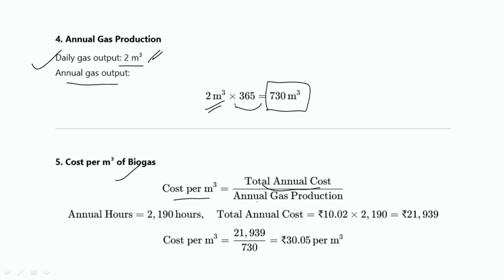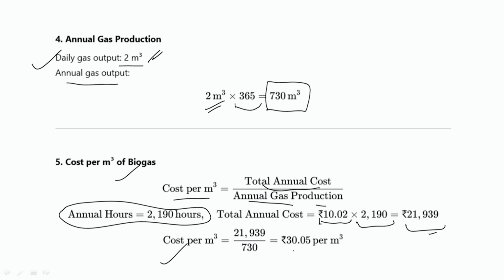So the cost per meter cube of the biogas will be the total annual cost divided by annual gas production. If we talk about the annual hours, we have already known that annual hours is 2190 hours, and the total cost on the basis of that was 10.02 rupees, as we have already calculated, and in a year there will be 2190 hours. So ultimately we are going to get 21,939 rupees. So the per meter cube costing comes to 30.05 rupees per meter cube. So the cost of our gas is around 30 rupees per meter cube.